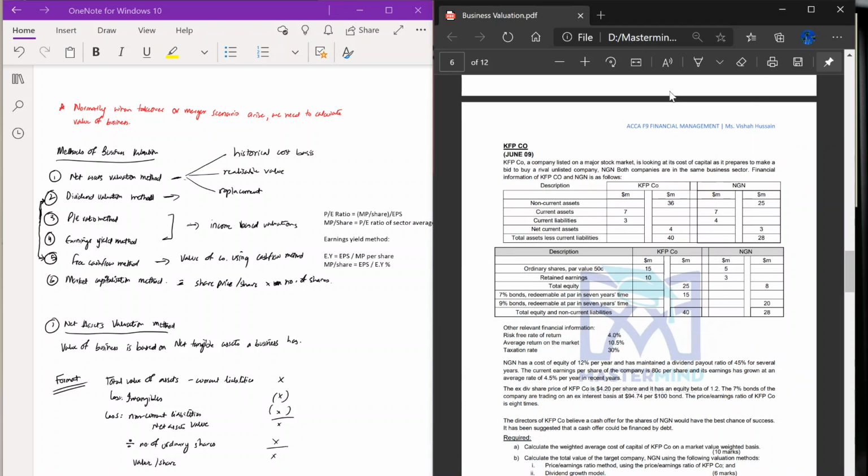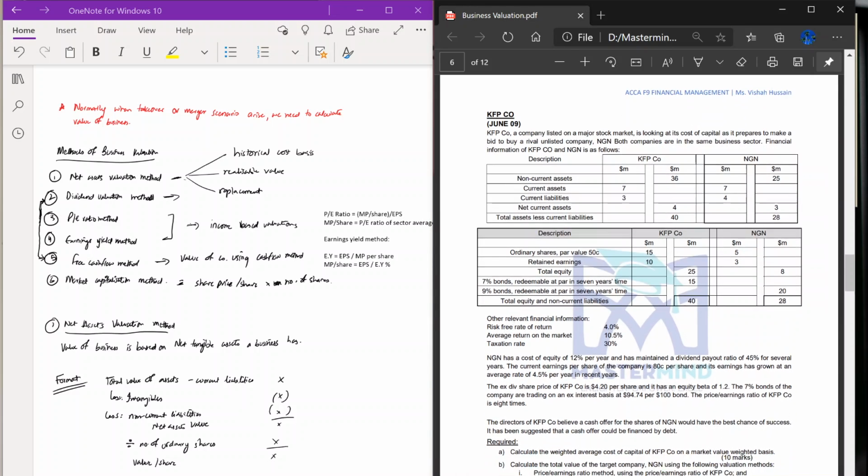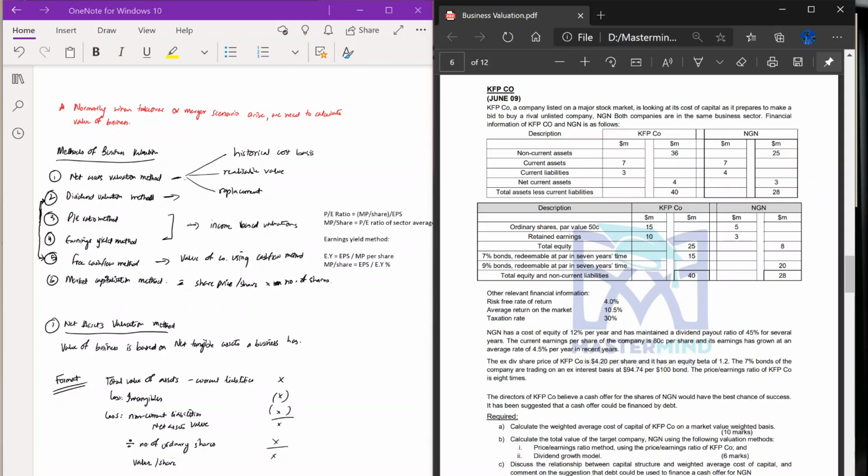After NN Company, you will be performing this KFP company question. In this also you have to use the price to earnings ratio method and the DVM method to compute the value of your share, and you have already computed part of it. So you can leave the first part, but make sure you do compute answers for part B.